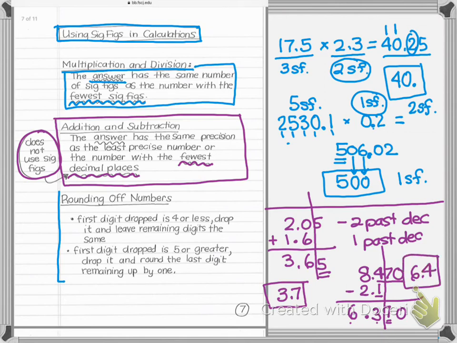Now, remember, these are only used for measurements, and I haven't been using my units because in this section, I like to focus on the number part. But when you do your problems, oftentimes they'll have units associated with these numbers. The units won't change how you treat the significant figures.